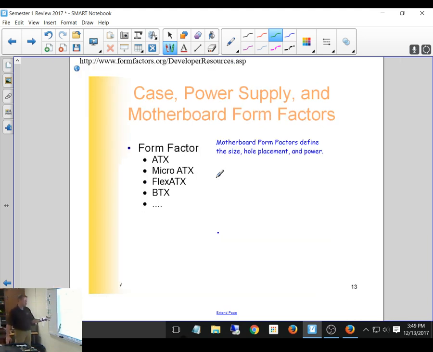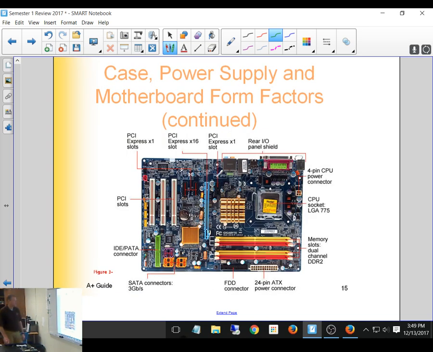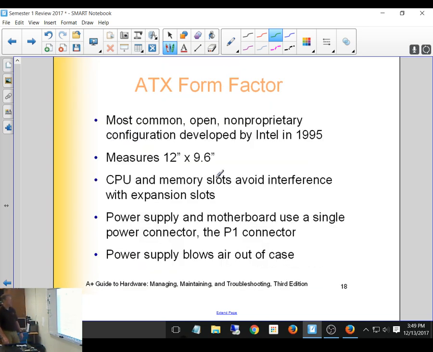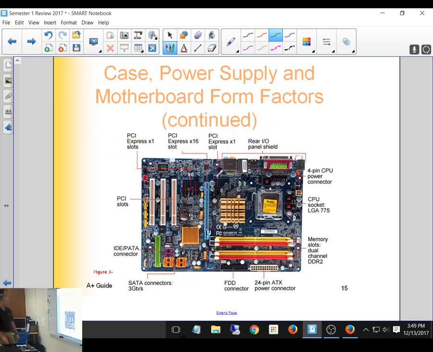We know there's a bunch of different form factors. We talk about ATX mainly in this class because it's the primary form factor developed back in 1995. And when we say ATX, we know we're talking about mini, micro, and full size. When we talk ATX, we know all the ATX components will go together. One of the definitions of ATX is that the power supply always blows air out of the case.